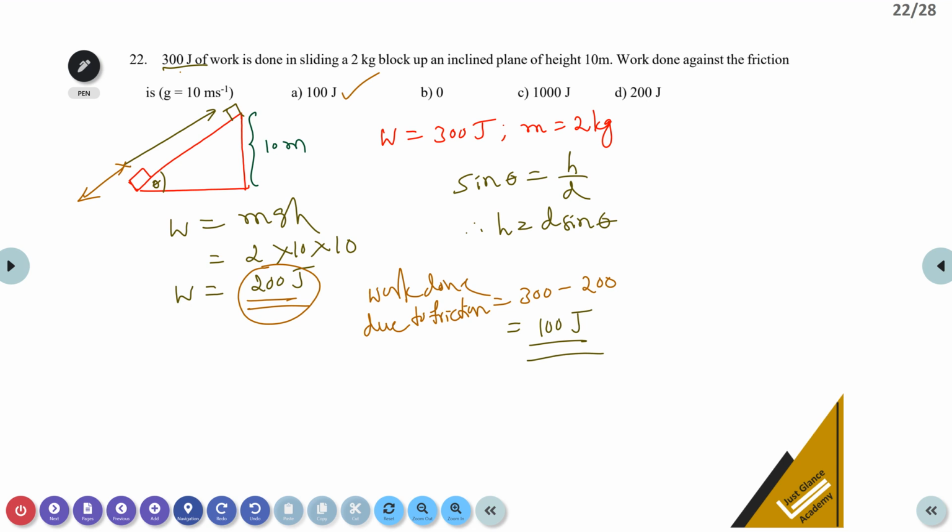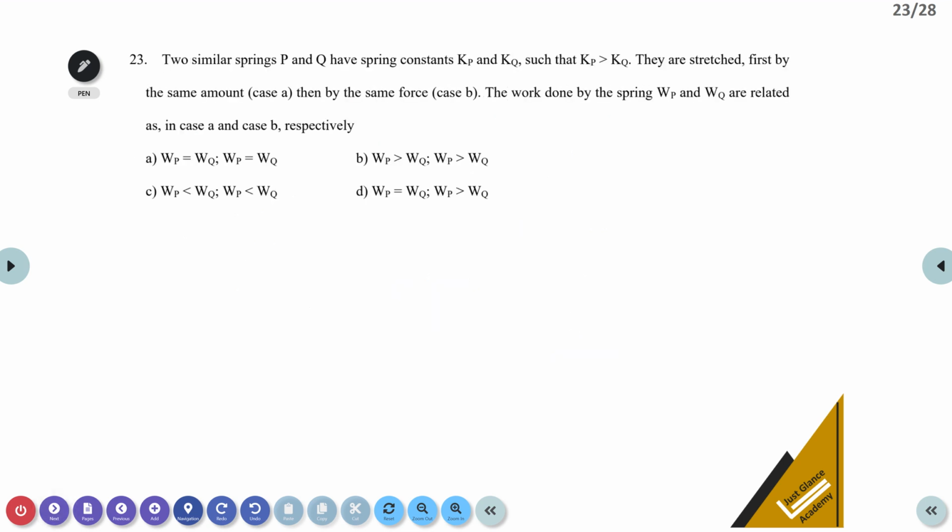Even this theta is not required, because h has already been given. Suppose in a problem the distance is given as 20 meters or 30 meters and theta equals 30 degrees; in that case you need to calculate h using this formula. Of course, in this problem the height is given directly, so theta is not required at all. In some problems this value and the theta value are given, and by making use of these two you have to calculate h. Next, 23rd.